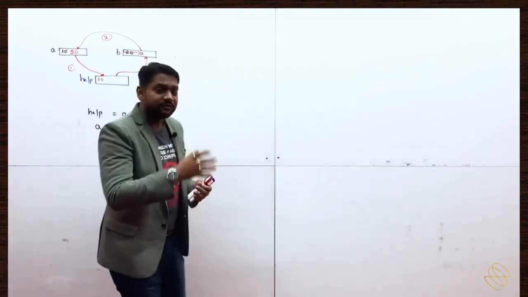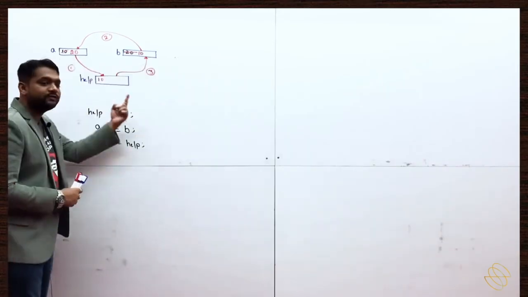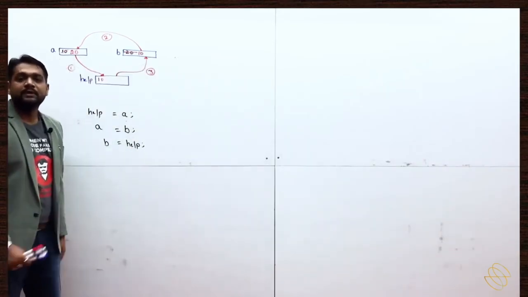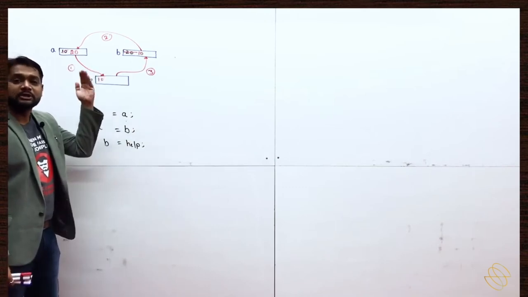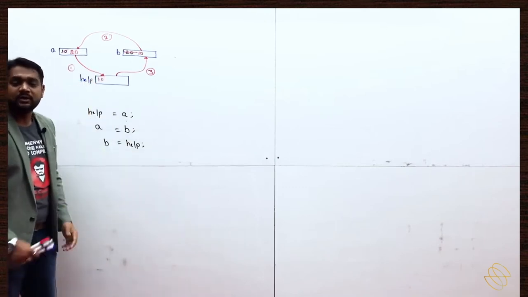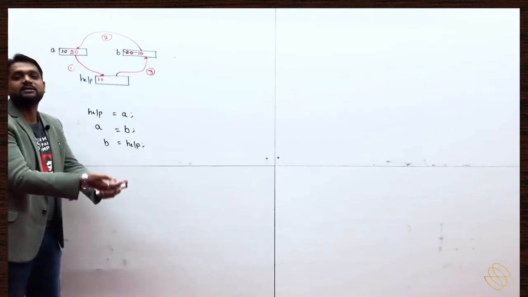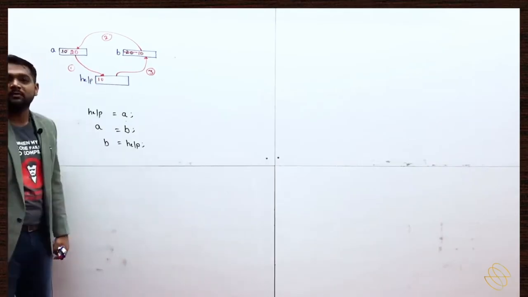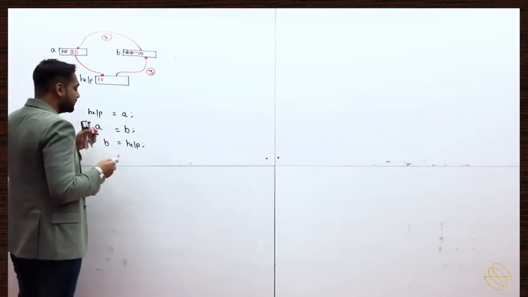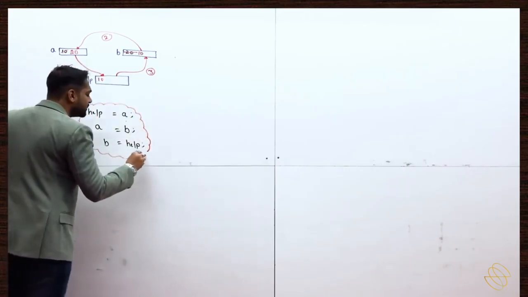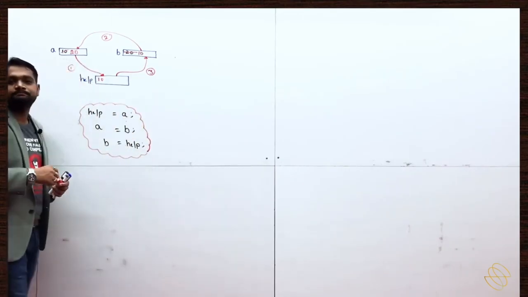So ultimately, if you want to swap the contents of two memory locations, this is the logic that you have to remember. Whatever is there in the first memory location, you have to give it to the helping memory location. Whatever is there in the second memory location, give it to the first memory location. Whatever is there in the helping memory location, give it to the second memory location. If you do this, then the contents of any two memory locations would be swapped.